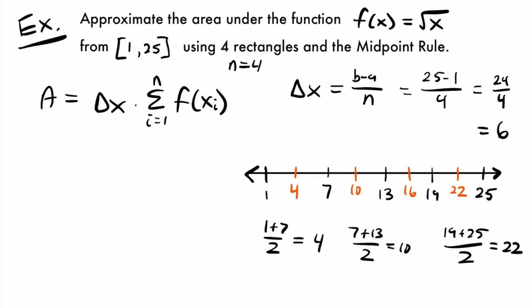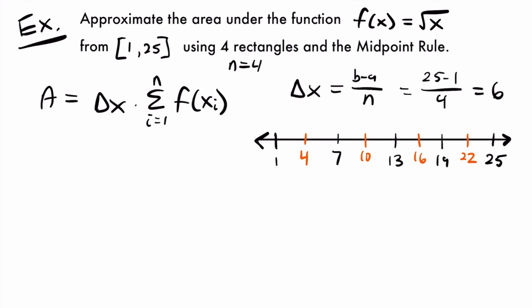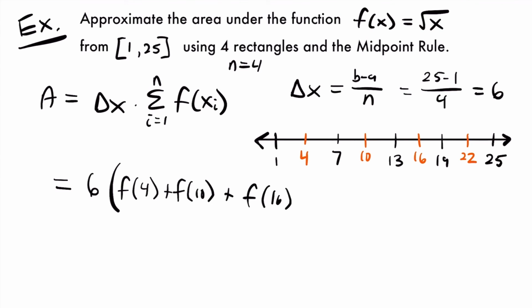All right, so let's clean up our work here. And now that we have our values of x sub i, we have 4 of them, which makes sense because we are using 4 rectangles. So we should have 4 midpoints or 4 values of x sub i. And so we'll have that our area is equal to delta x, which is 6, times each of these values plugged into our function added together. So we'll have f of 4 plus f of 10 plus f of 16 plus f of 22.